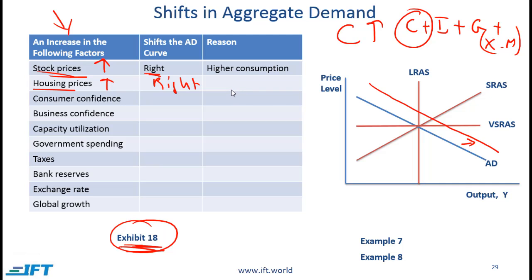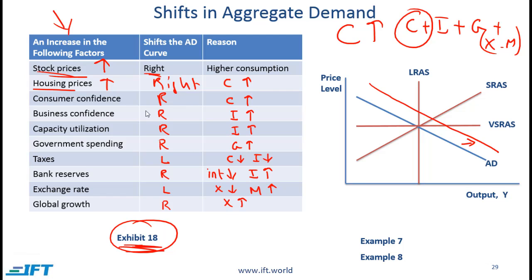Now I want you to think about these other items and fill them in before you look at the solution. Here is what you should come up with, and I'll just walk you through this very fast. Consumer confidence. If this is up, people are confident about maybe earning more in the future. They will therefore spend more, consumption is up, and aggregate demand moves to the right.